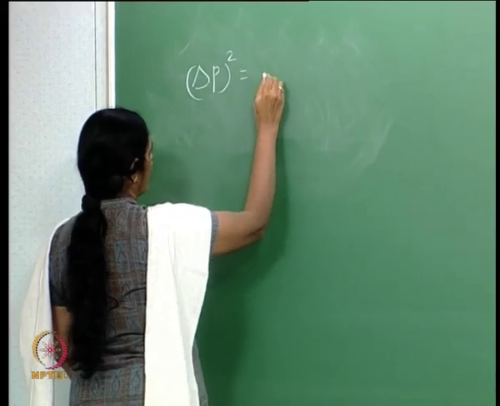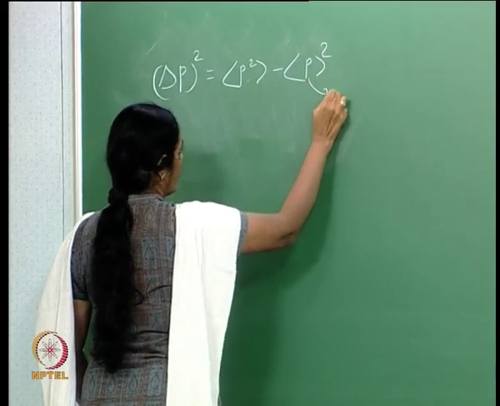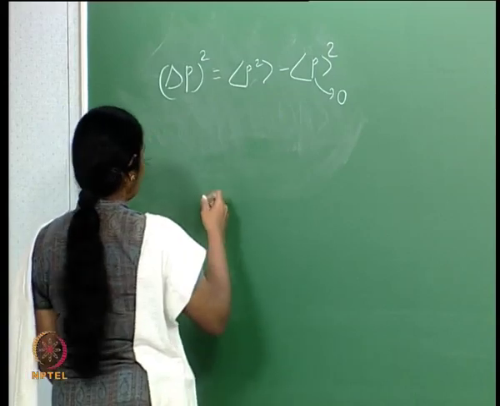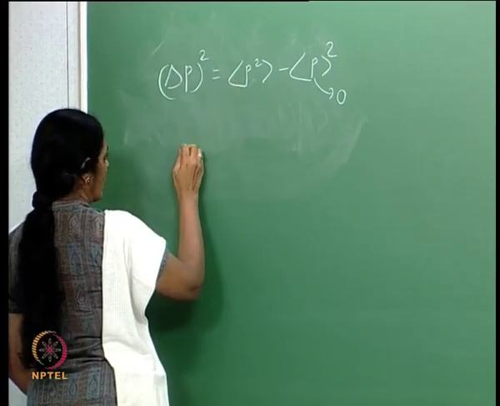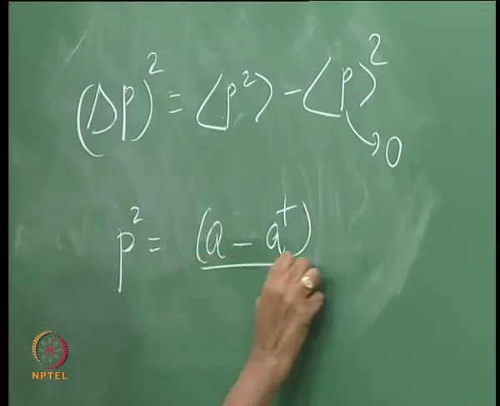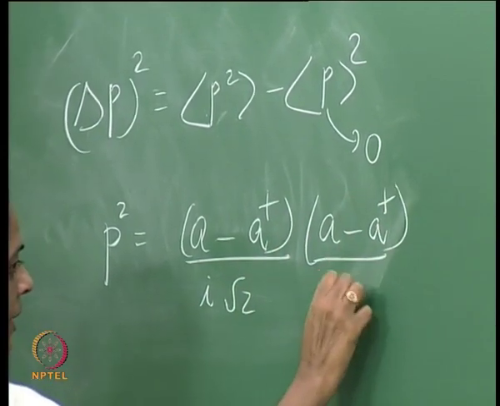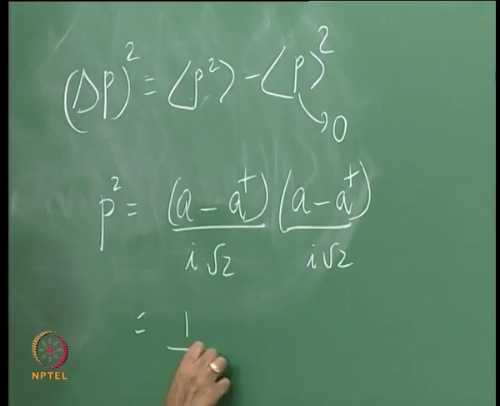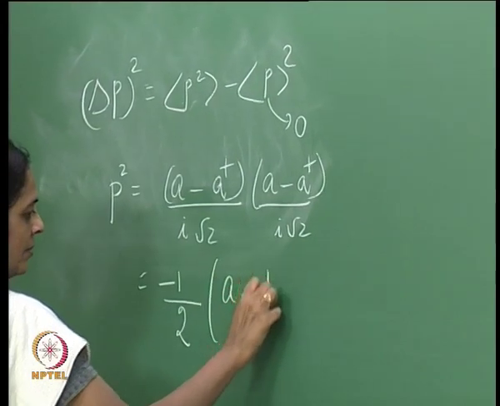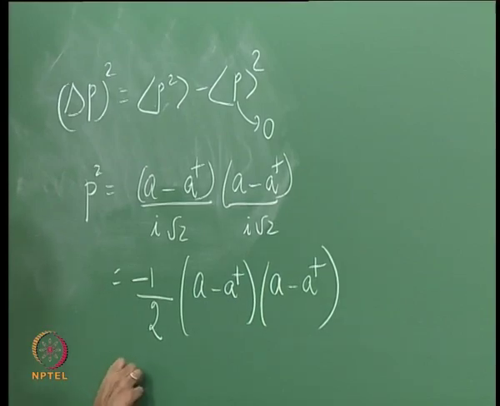Delta p the whole squared is expectation p squared minus expectation p the whole squared. We have just shown that this object is 0 in any state n of the oscillator, and therefore, I need to compute expectation p squared. P squared is (a minus a dagger) by i root 2, times (a minus a dagger) by i root 2. And this object is minus half (a minus a dagger) times (a minus a dagger).